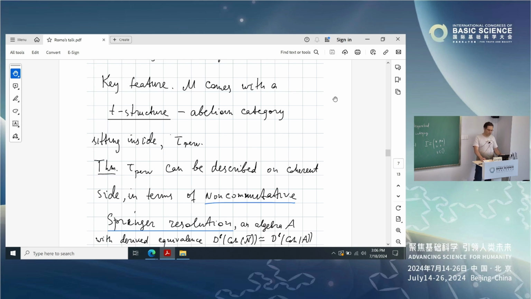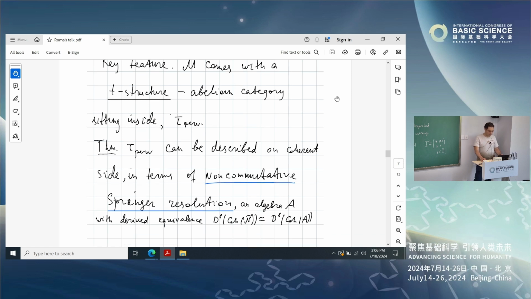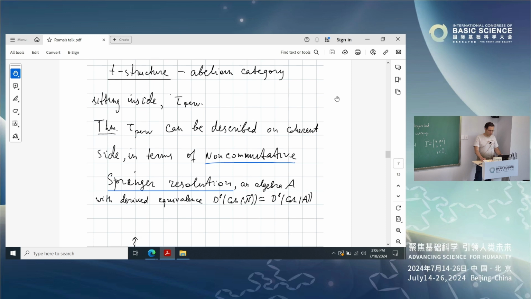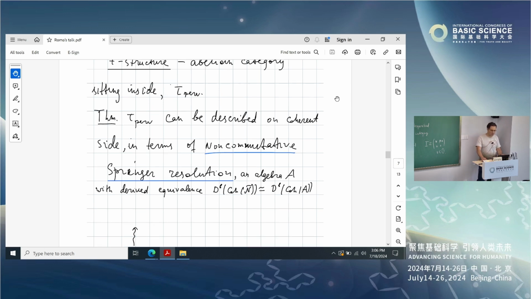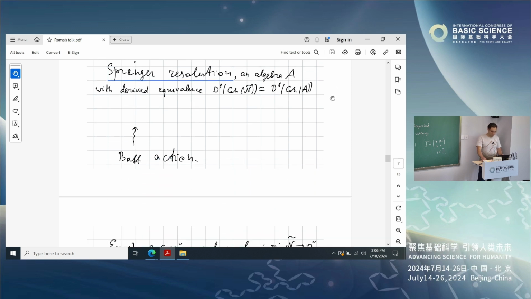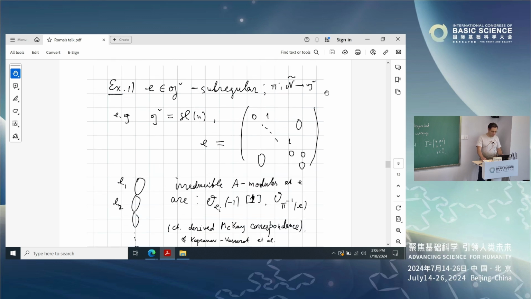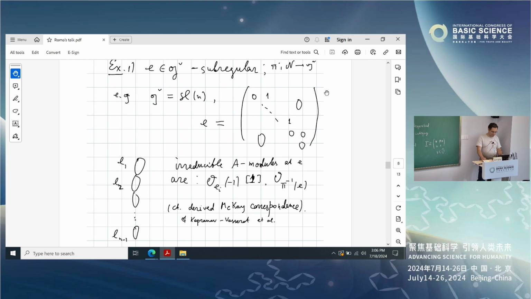And so on the constructible side, on the p-adic group side, you have these perverse sheaves. But the point is that these perverse sheaves can be described on the coherent side. At this point, I only mentioned the term noncommutative Springer resolution. It's something I will say a little more about later, but this is some structure which is characterized in terms of BFI. So to get a little more precise.